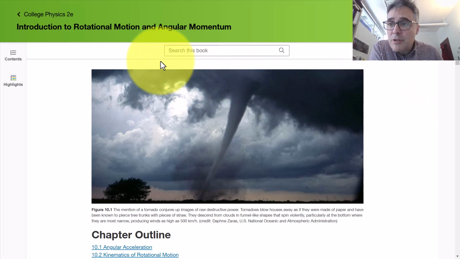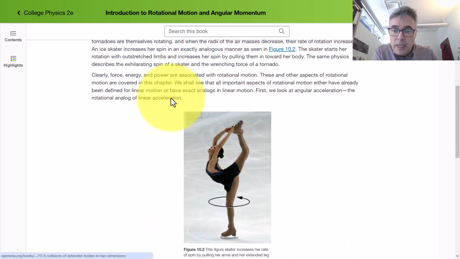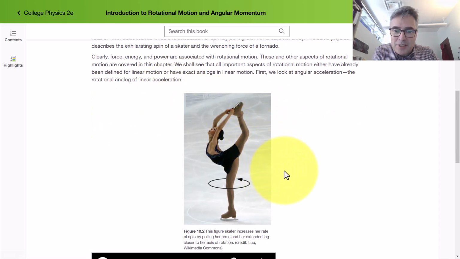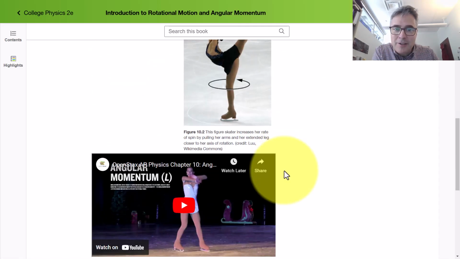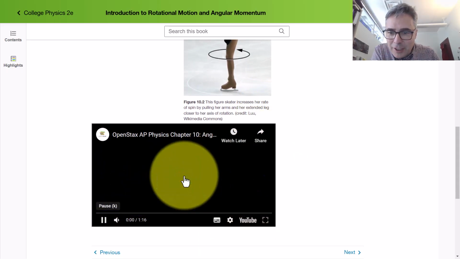We're getting into chapter 10 today on Introduction to Rotational Motion and Angular Momentum. And it starts off with this spinning figure skater who increases her rate of spin by pulling her arms in. Let's check out the little video, shall we?